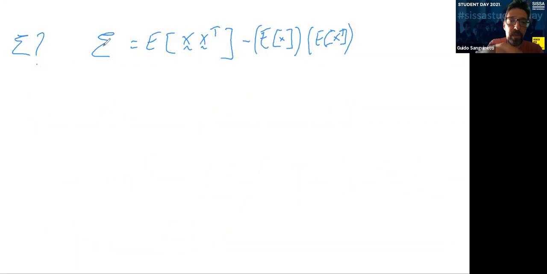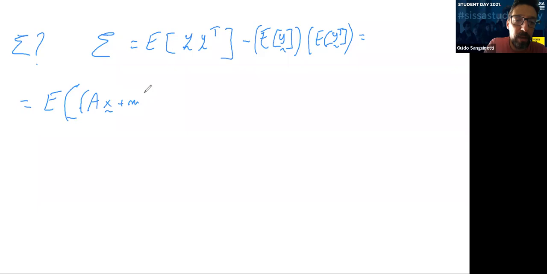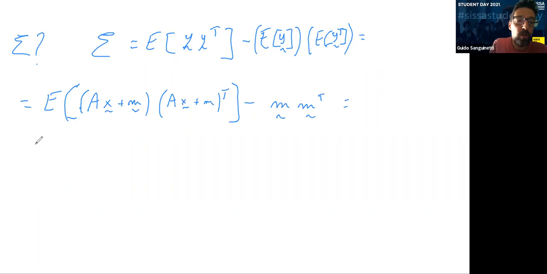And then, of course, sigma is not the variance of x, it's the covariance of y. Okay. Now the expectation of y is m, as we have already computed. So we have the expectation of, using the formula for y, I put Ax plus m times Ax plus m transpose minus m m transpose. Okay. Now I have to work on this.